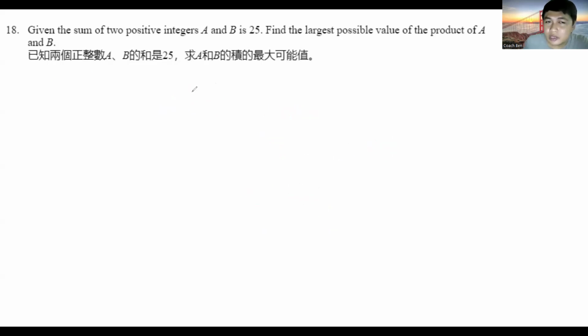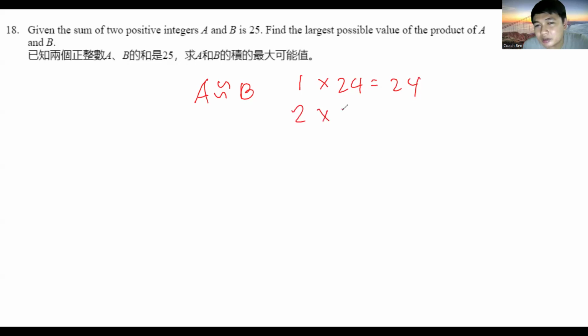So all we have to do is, if you have two numbers, the largest possible product will be when A is almost equal to B, when A and B are as close to each other as possible. To prove it, 1 times 24 is only 24, but 2 times 23 is 46. So the closer they are to each other, the larger the product. The largest one should be 12 times 13, and that is 156. So 156 is the final answer.